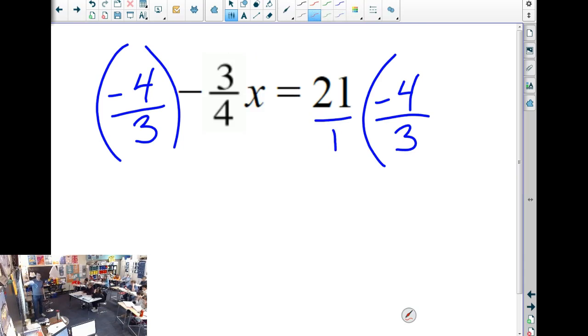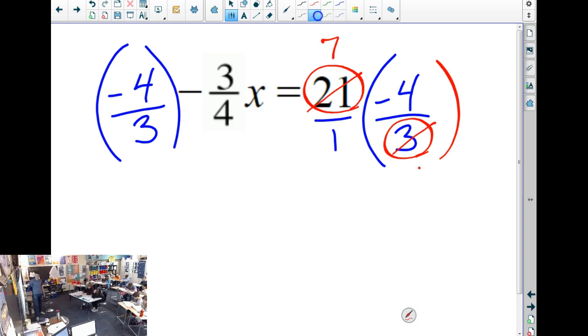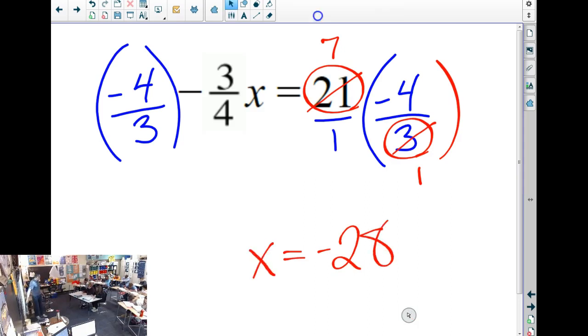What would cross-reduce here? 21 and 3, right? They can both divide by 3. So you don't have to do this, but it makes your life easier. Now I just have 1s on bottom. So 7 times negative 4. Negative 28. This is a lot easier to cross-reduce. It's just doing work at a different time. It's like, when do I want to do my division? Do I want to divide before?